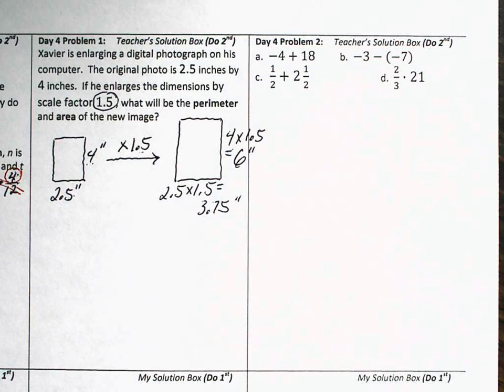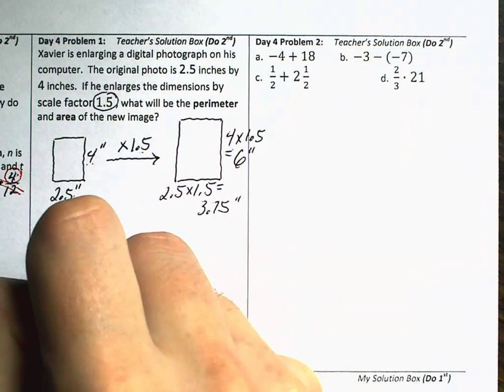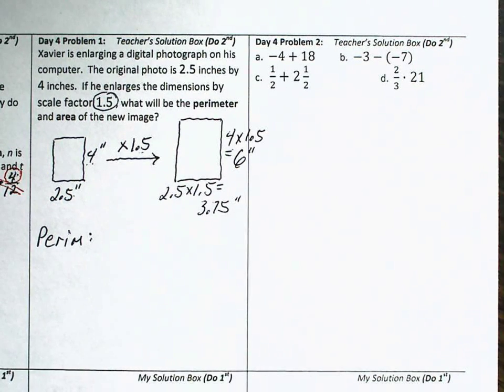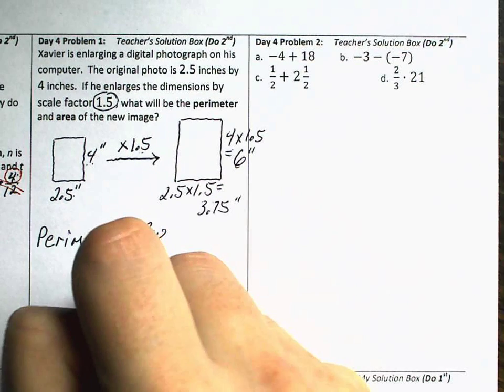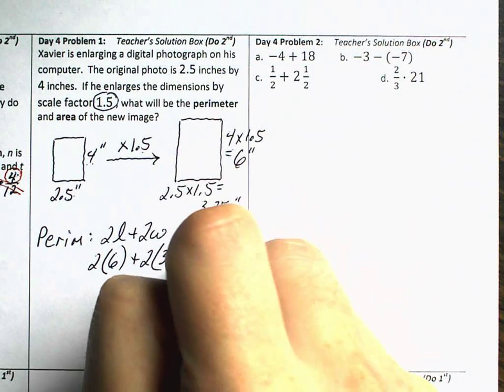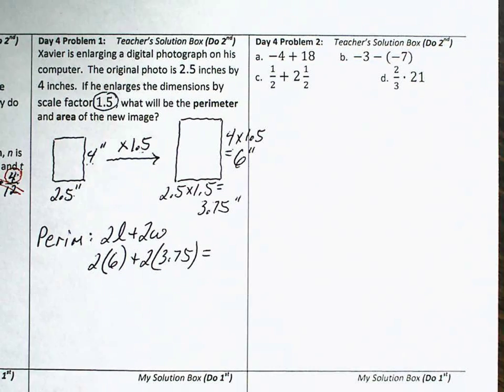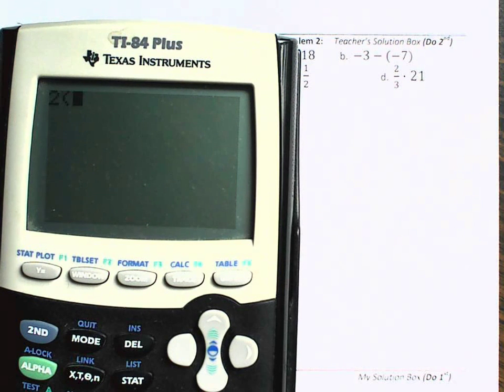With these new dimensions, we can find the perimeter and area of this rectangle. So let's start with perimeter. To find the perimeter of any rectangle, take 2 times the length plus 2 times the width. So that's going to be 2 times 6 plus 2 times 3.75. The answer is 19.5.